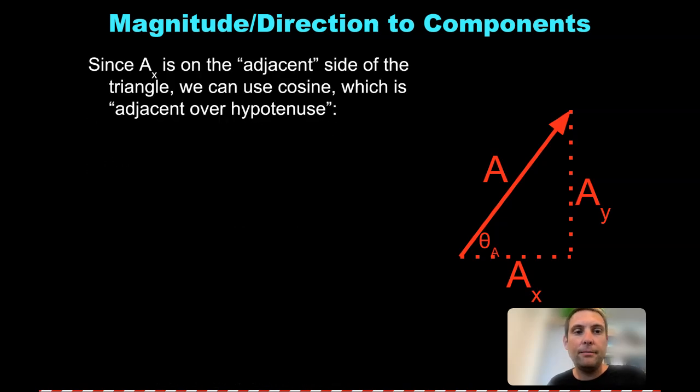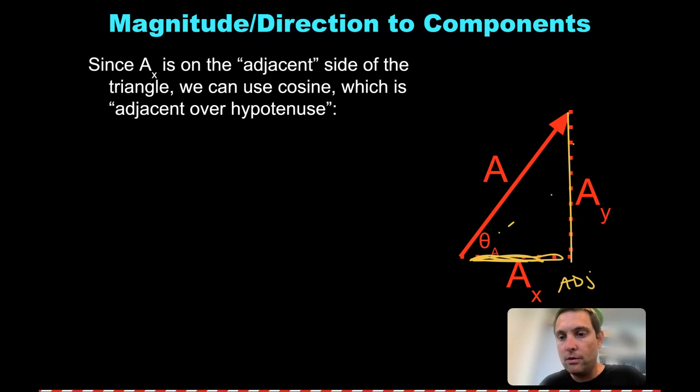Because A in the x direction is touching this angle, we would say this is our adjacent side. Adjacent just means touching. And then A in the y is way over there. This is our opposite side. And of course, the really big long one is our hypotenuse.